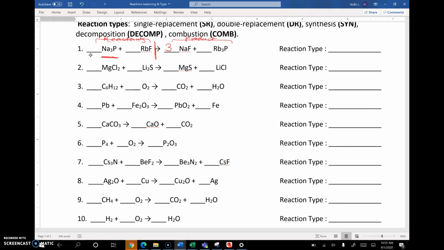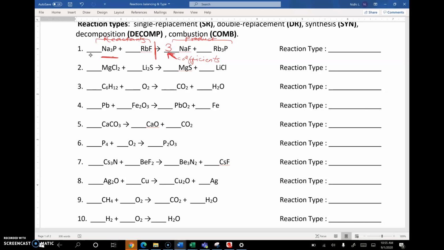Now, what I noticed students doing was they were going ahead and putting 3 here. You cannot do that. You've changed the identity of the chemical. So that is wrong, so you cannot do that. The only way to balance is by putting these coefficients. These are called coefficients. That is all you can do, is place these coefficients here to balance the equation.